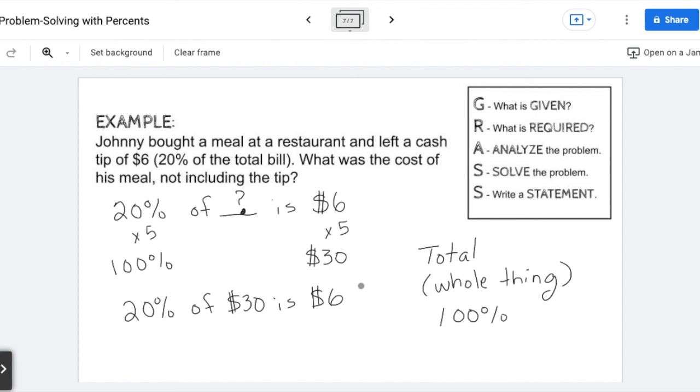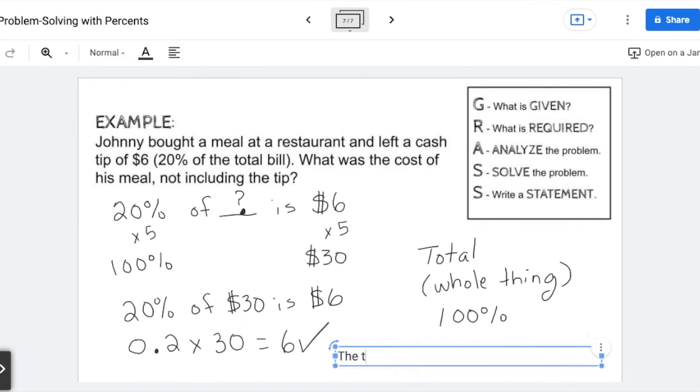Or I could grab a calculator, of course, and I could enter into my calculator 0.2 times 30. And when you press equals, you should get 6, which confirms that we have arrived at the correct answer. Now we can't forget, we have to write our answer as a full sentence. Total cost of Johnny's meal, $30 plus the tip.